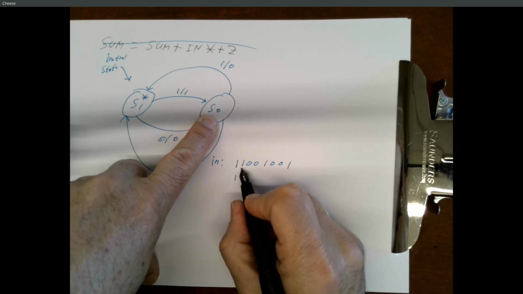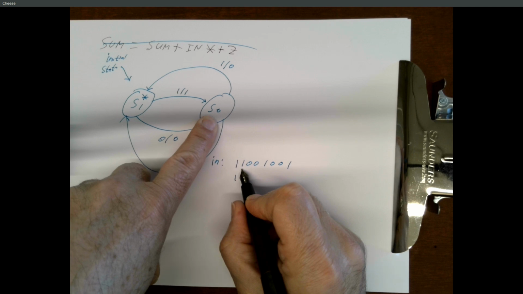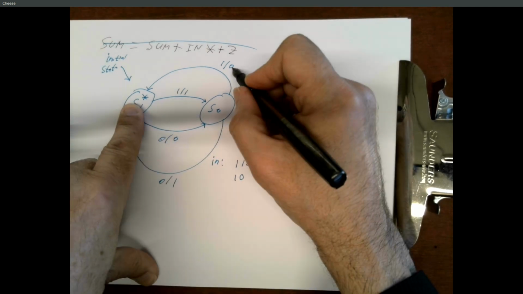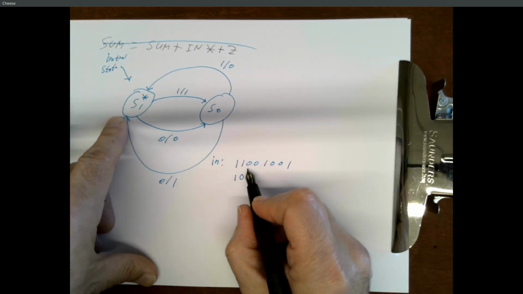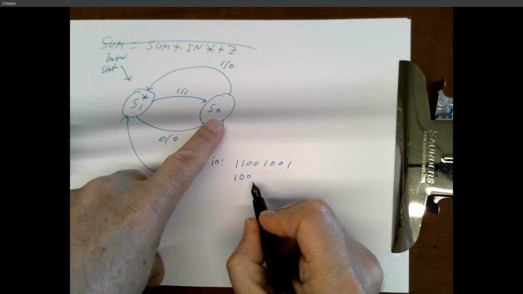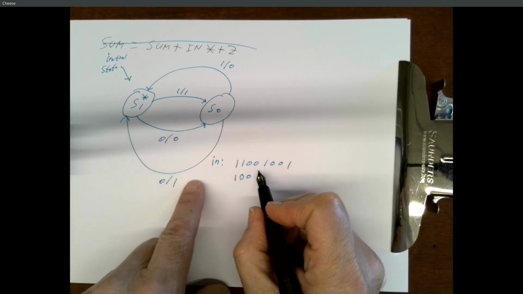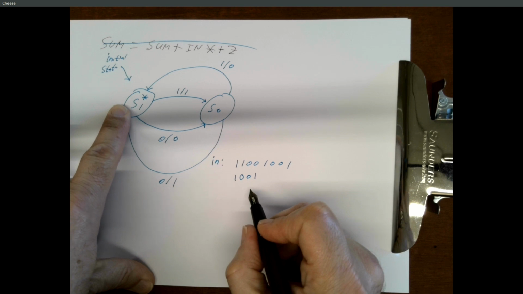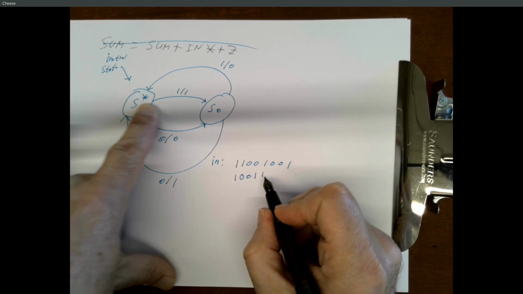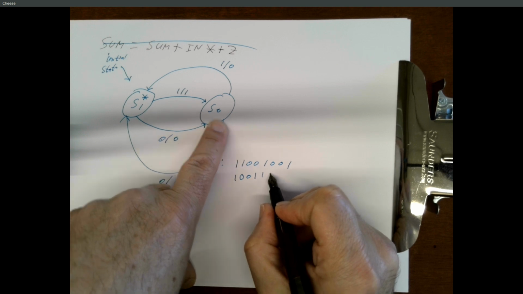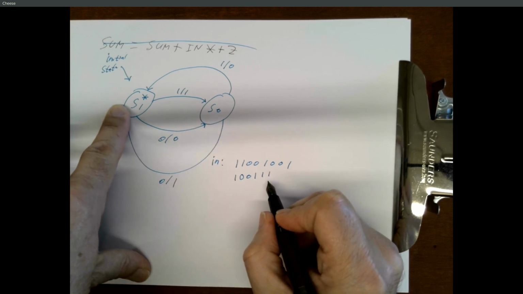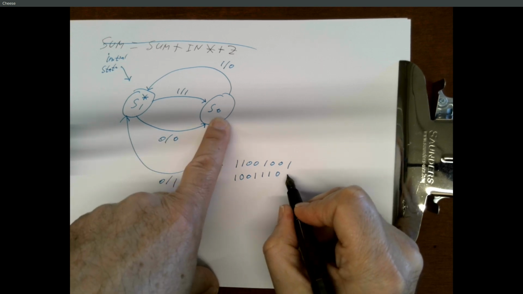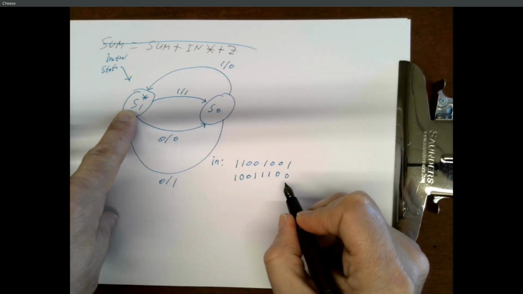Okay, S0, we get an input of 1. What do we do? We go back to S1, but we output a 0. Now we get a 0, so we output a 0 and go to S0. We get another 0, we output a 1 and go back to S1. S1 and a 1, we output a 1, go to S0. S0 and a 0, we output a 1, go to S1. S1 and a 0, we output a 0 and go to S0. S0 and a 1, we output a 0 and go back to S1.